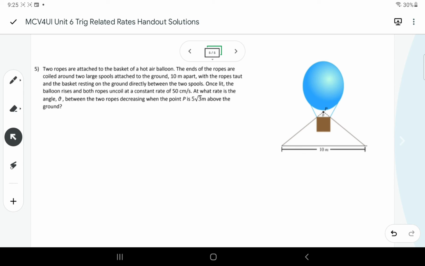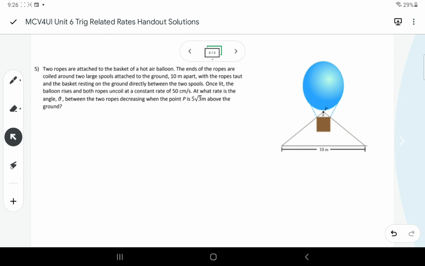Once lit, the balloon rises and both ropes uncoil at a rate of 50 centimeters per second. At what rate is the angle between the 2 ropes decreasing? So we've got our theta labeled up there at the balloon. When point P is 5√3 meters above the ground.